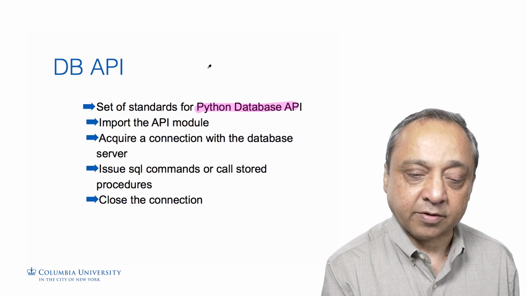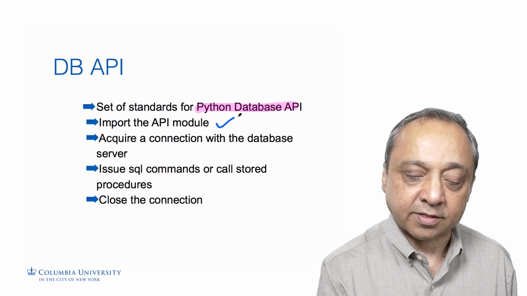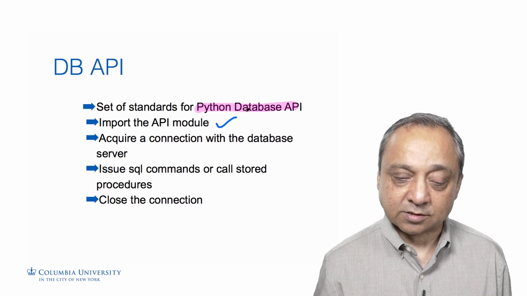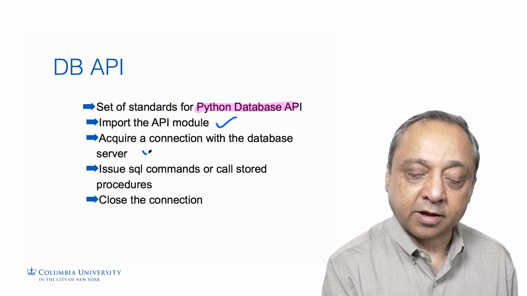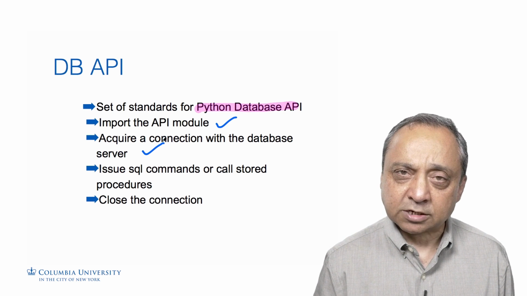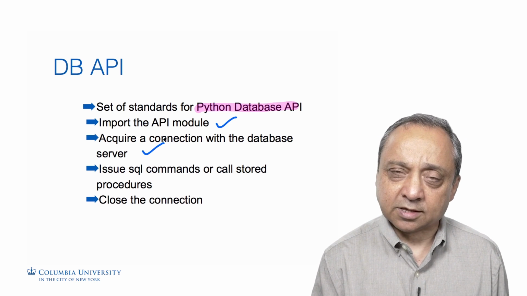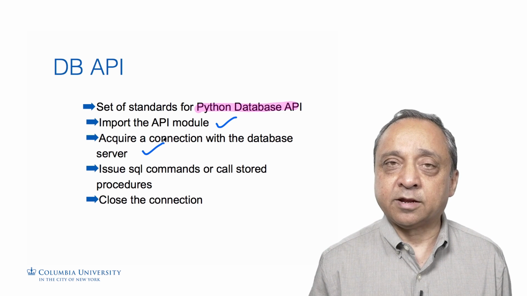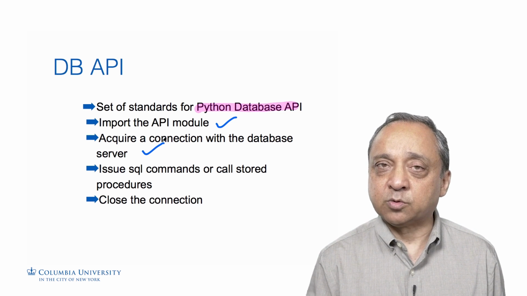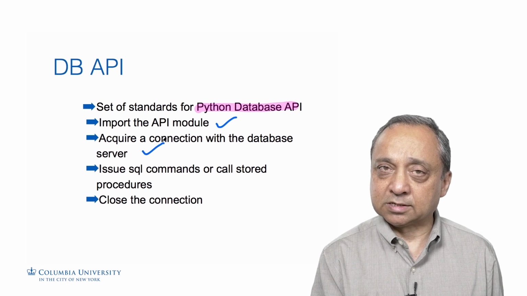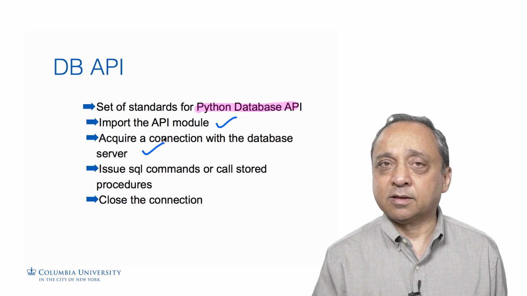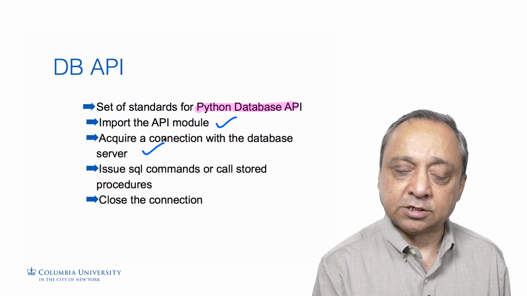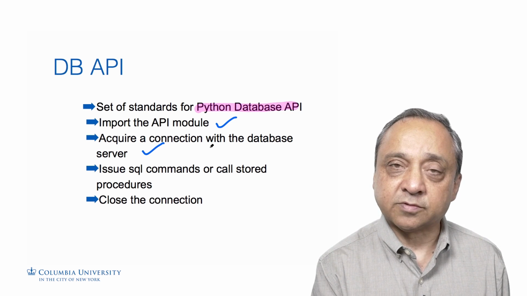Well, the steps are: we import the API module, whatever that is. And remember, in Python, whenever you want to do something, you import a library. So that's what we want to do here. Then you acquire a connection with the database server. It's much like when we clicked on the localhost thing in our MySQL Workbench. What that did was create a connection between the Workbench, which is the client, and your MySQL server, which is the server, right? Similarly, we also need to do that in Python. We acquire a connection with the database server.